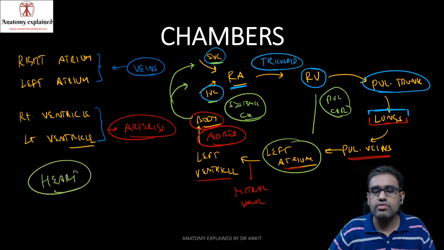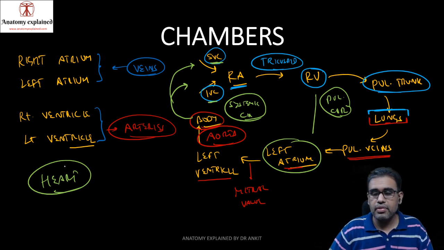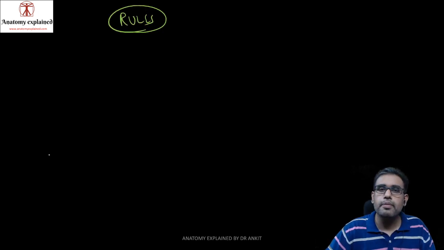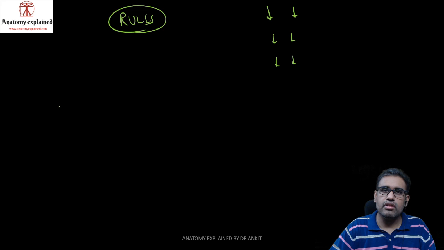So let us understand how the chambers are actually situated in relation to each other. There are two rules which we need to know while understanding the chambers. We know that the blood enters the atria, goes from the atria to the ventricles, and from the ventricles goes into the lungs or into the body. That is the basic feature, but we have to understand the chambers.